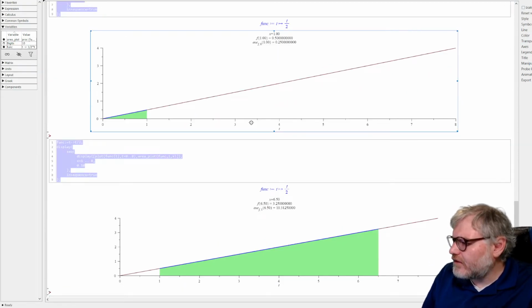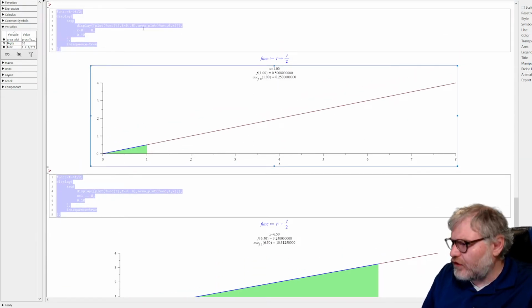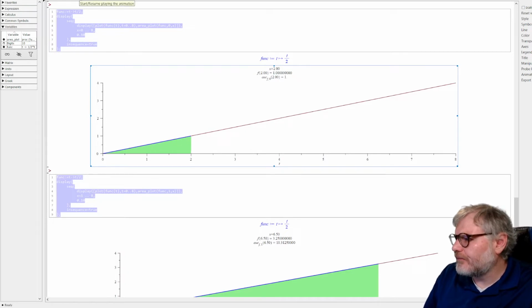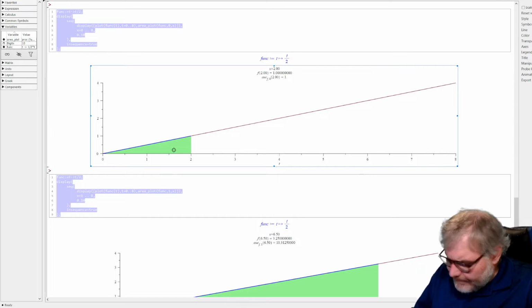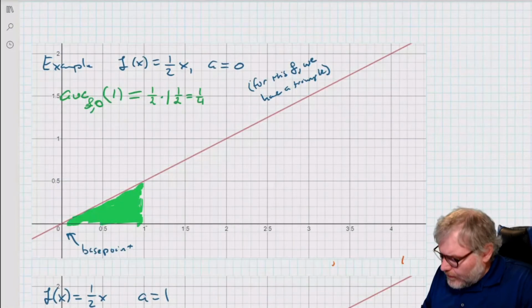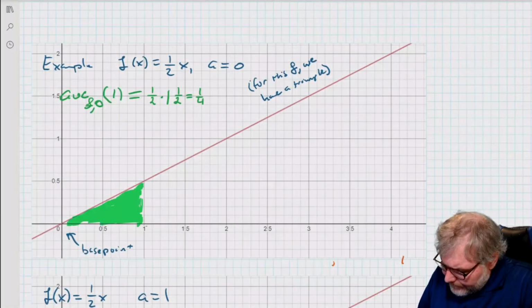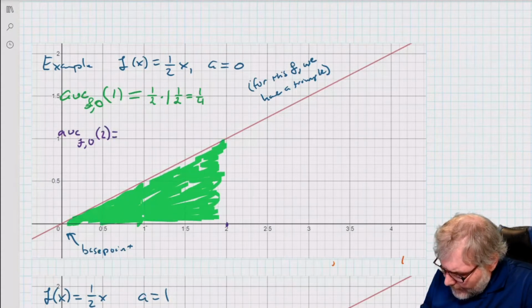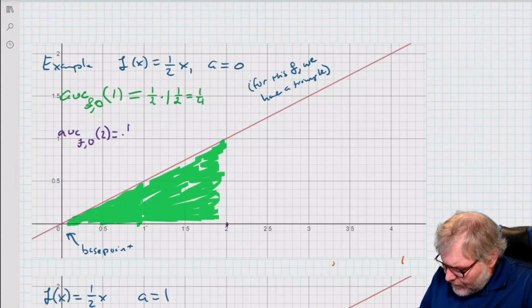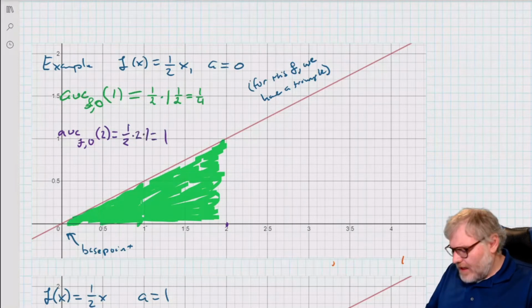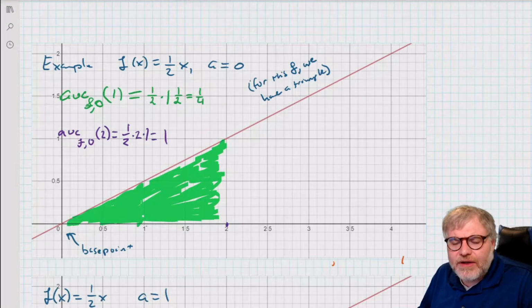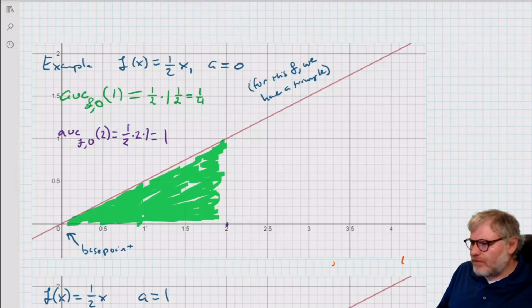All right, so let's look. What is it when I get to 2? Well, if I go to 2, I should have accumulated 1 area. And then we'll see that if we flip back here. So now I'm going to do 1/2 the base, which is 2, times the height, which is 1. And that's how I got the area under the curve from 0 to 2 equals 1.